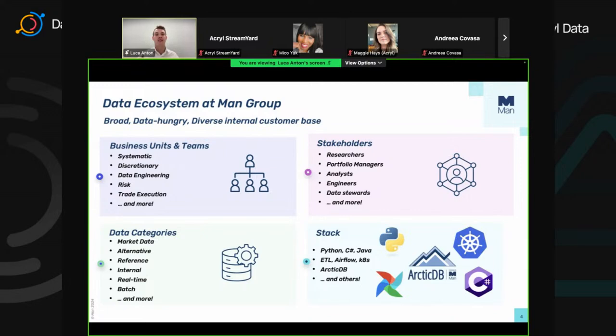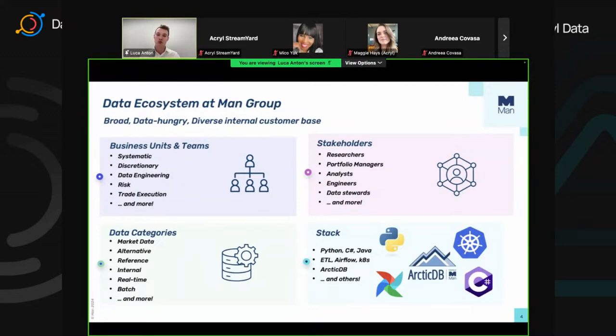Now, obviously, all of these different data sets and all of this data flying around is built on top of an infrastructure, a stack. We have a lot of Python engineers in the building, but we also have a couple of C# and Java teams. We actually built our own ETL, so extract, transform, and load, framework on top of Python. For orchestration, we mainly use Airflow. Most of our services are deployed via Kubernetes.